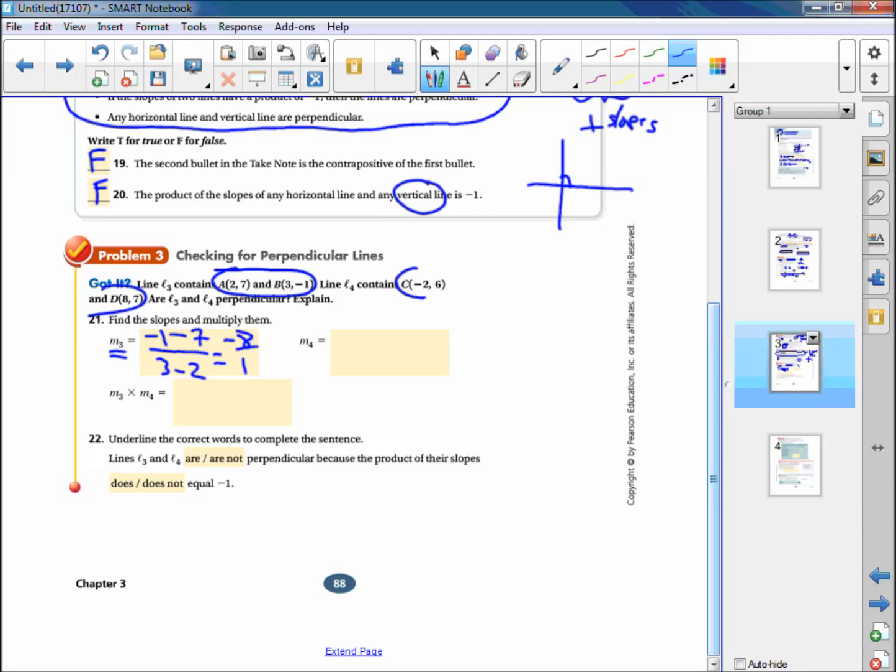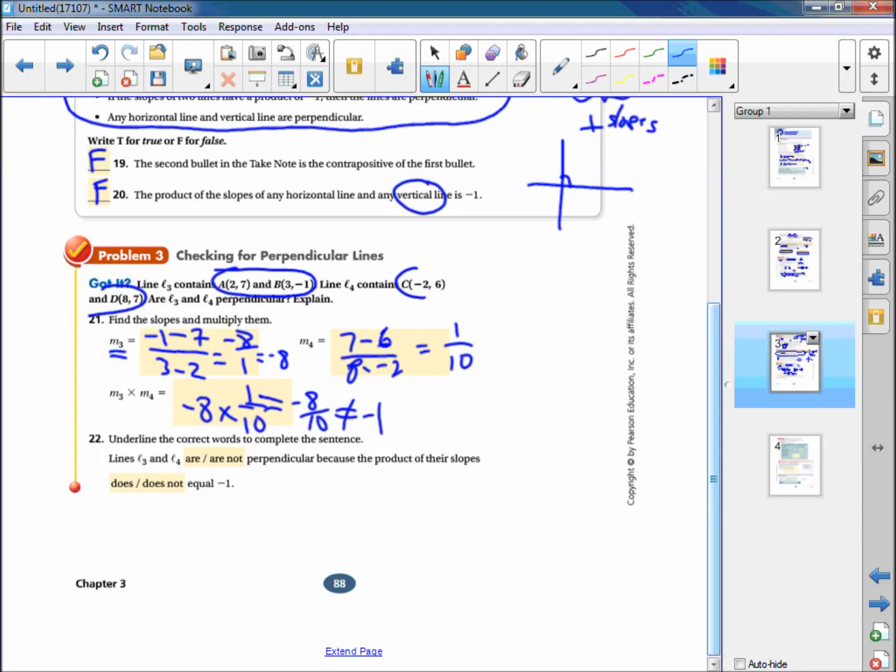So that's negative 8 over 1, which is negative 8. And the slope of L4 is going to be 7 minus 6 over top of 8 minus negative 2. So that's an 8 and that's a 6 there. So that's 1 over top of 10. It's not looking like they're going to multiply to -1 to me. So here we're going to get -8 times 1/10, and that's going to equal -8/10, which is definitely not -1.